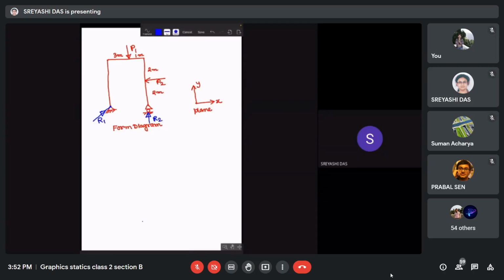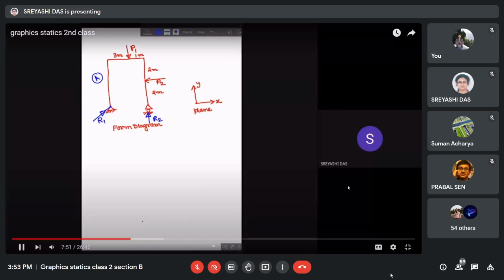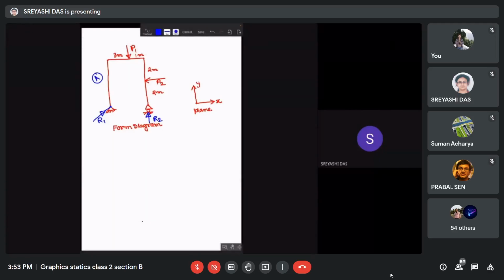In a form diagram, as we have learned, first we have to name the spaces using Bow's notation. Here, between the reaction R1 and the load P1, let us name the space as A. Between P1 and P2, let the space name be B. Between P2 and R2, let the space name be C. And between R2 and R1, let the space name be D.